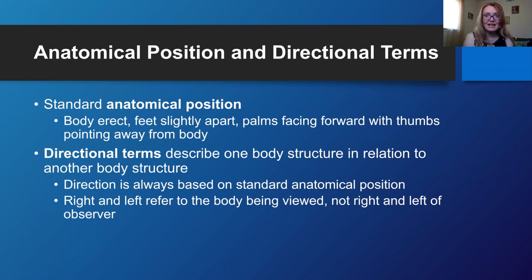And you need anatomical position as a reference to describe, let's say, an injury on a patient or the location of bones or muscles. You need this reference point to be able to say, well, this muscle is superficial to this muscle, or this muscle is lateral to that muscle, and so on. So anatomical position is your reference point, and directional terms describe one body structure in relation to another body structure. Directional terms are always based on the standard anatomical position. And when you use right or left, it's always the patient's right and left, not your own right and left.